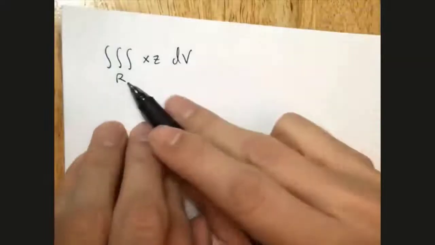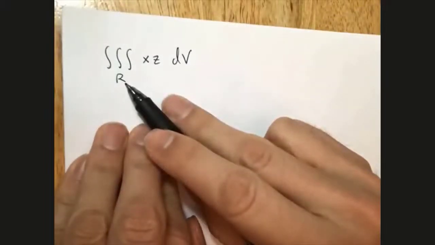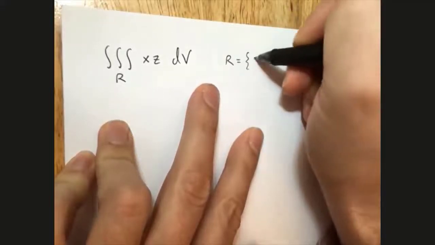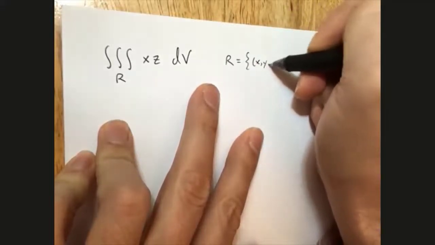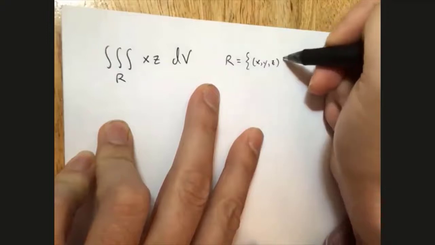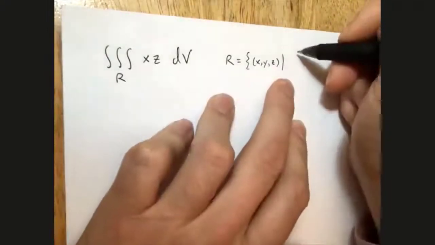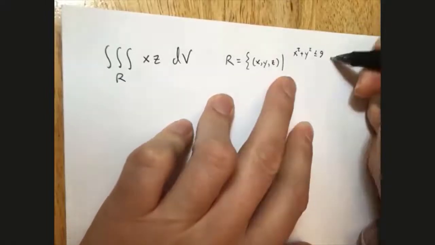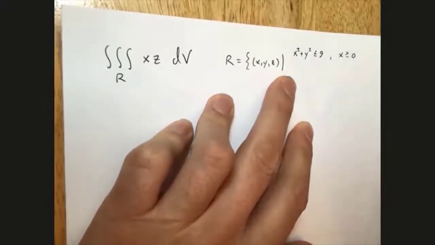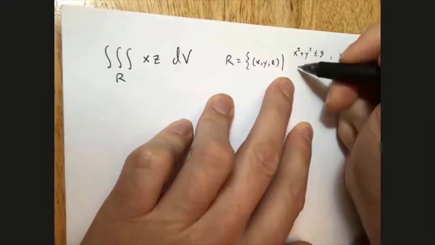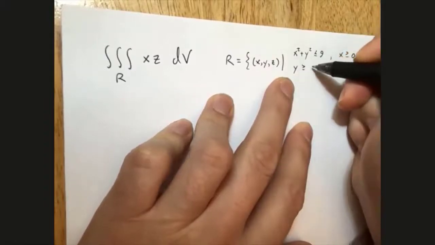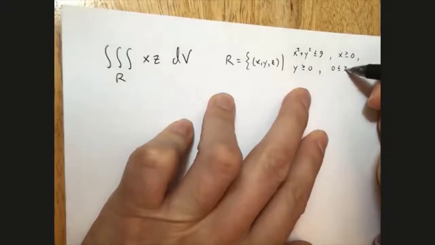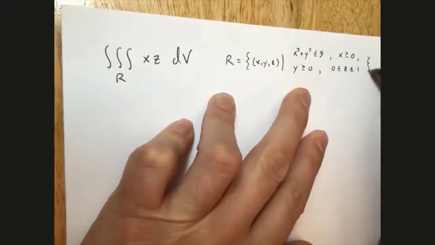I need to tell you what the region is that we're integrating over. All right, so R is going to be the set of all points x, y, z, such that x squared plus y squared is less than or equal to 9, x is greater than or equal to 0, y is greater than or equal to 0, and z is between 0 and 1.